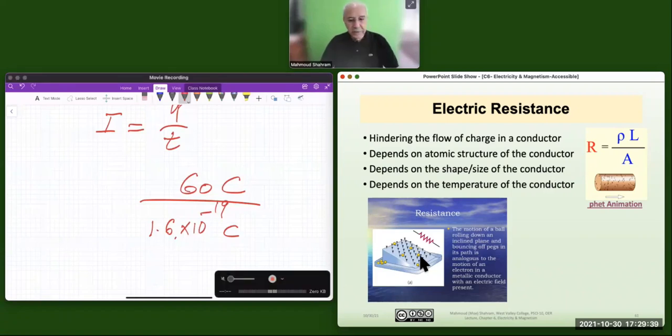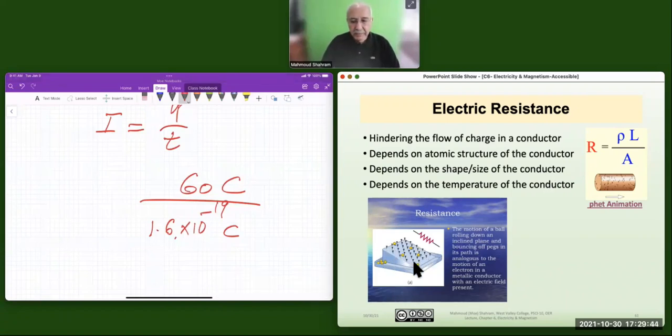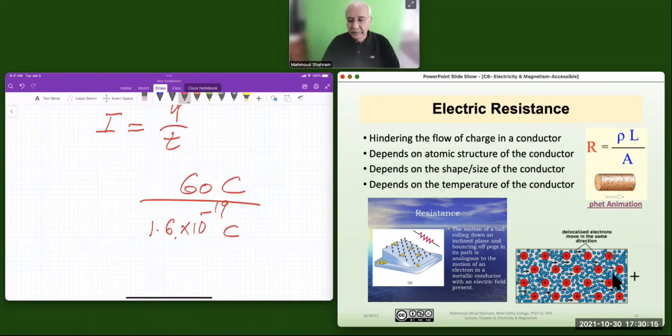The analogous situation is if you have an inclined plane with a lot of pegs in there, and you drop a ball, these balls find their way down, and they collide with these different pins until they get down here. So these pins or pegs are causing a resistance. Same thing happens in a piece of conductor or a wire. All these electrons are trying to get through to the positive terminal or positive high voltage, and they collide with each other, they collide with atomic sites, but eventually they find their way there.